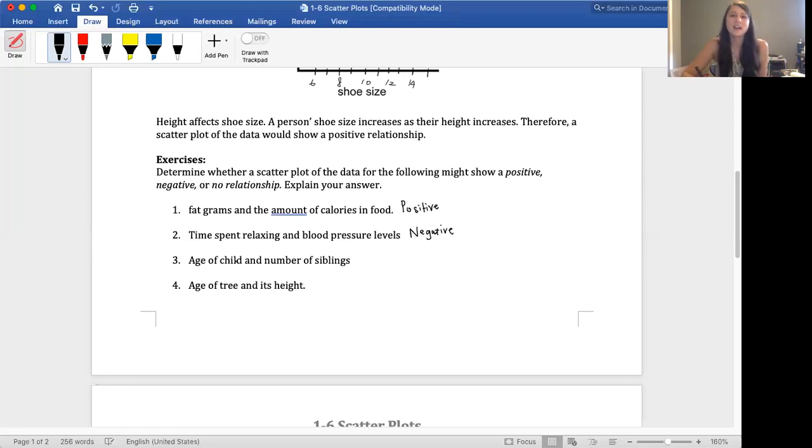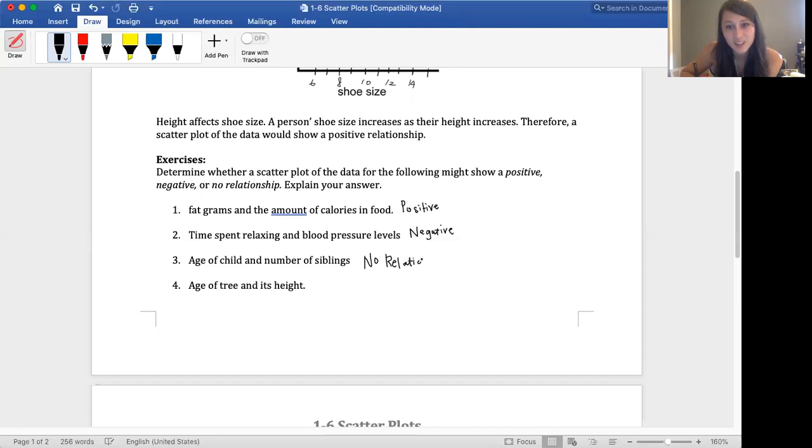Number 3, age of child and number of siblings. Even in our class, if you think about your classmates, as people have gotten older, have they had more or fewer siblings? Hopefully not fewer. That would be depressing, right? Not necessarily. Just because you're older doesn't mean you get more siblings. If I was 100 years old, that doesn't mean I increase in having siblings, right? So I don't think there's any relationship here. No relationship.